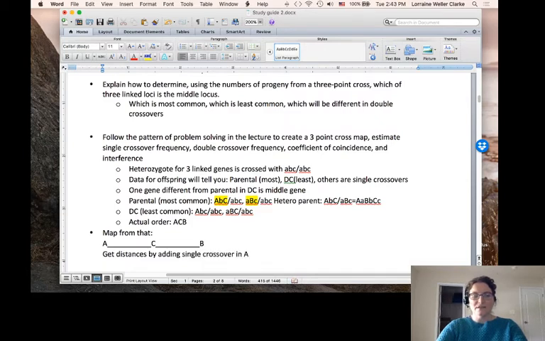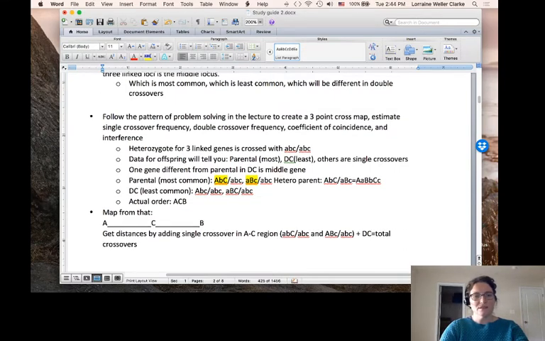the single crossover in the A to C region plus, you're going to see the single crossover in the A to C region is going to look like this. Remember it's ACB. So if it's happening here, the A is going to switch places. So from the parental, that's going to be an A, B, C, A, B, C. Okay? So you add those together, plus double crossover, and then total crossovers divided by total offspring to get frequency and distance.